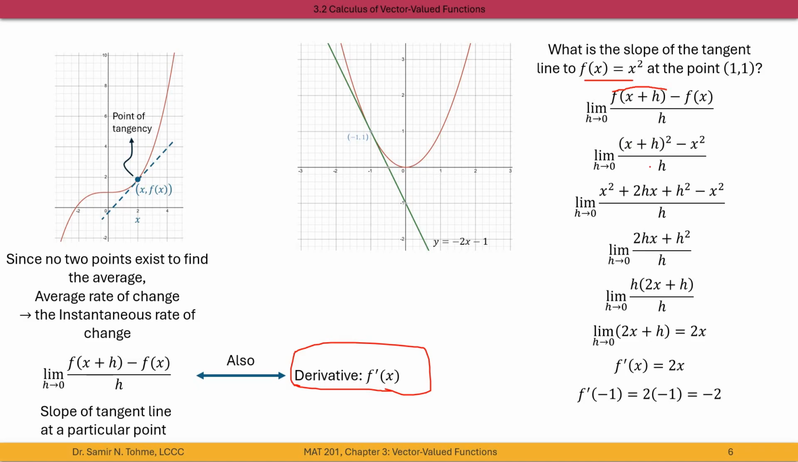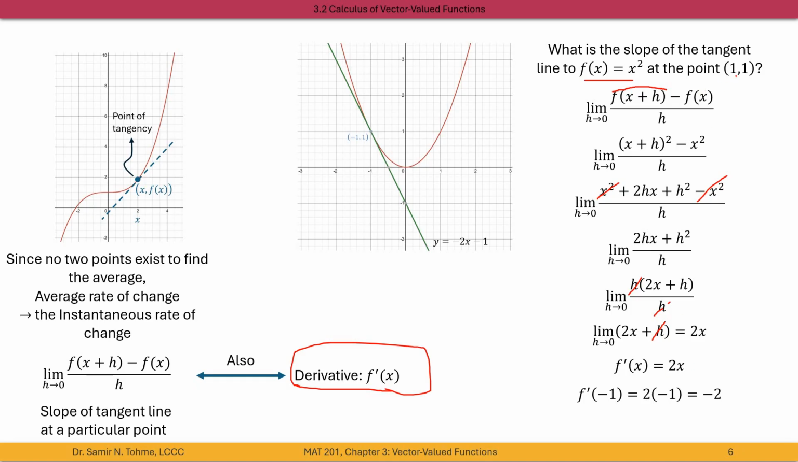Expand x plus h, all of that squared. You will get x squared plus 2hx plus h squared, and we have minus x squared. So now we can cancel x squared and minus x squared. We can factor out h, cancel it with the denominator, and you will get 2x plus h. Now let's find the limit of 2x plus h. The h will be 0 because h is tending to 0, and the result is equal to 2x. 2x is the derivative of the function x squared.